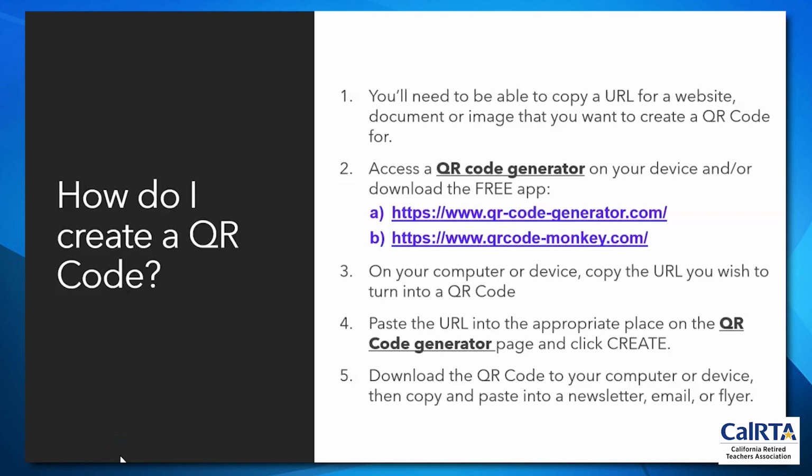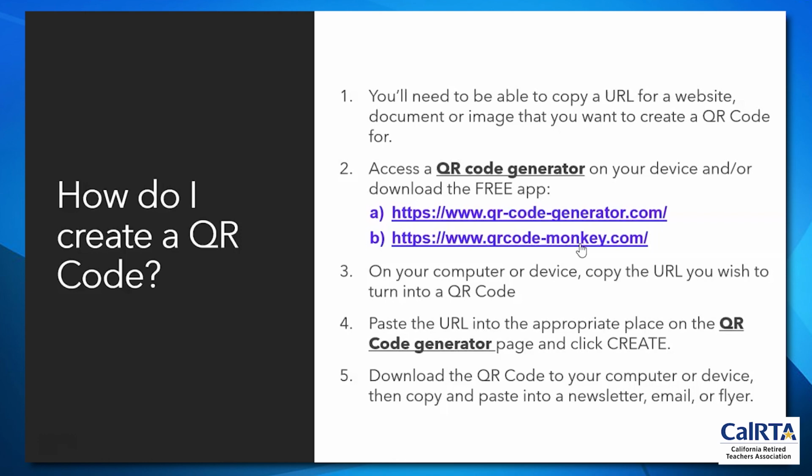So how exactly do you create a customized QR code to include in your next newsletter, e-blast, or flyer? Well, you'll need to be able to copy a URL or a web address for a website, a document, or an image that you want to share. If you're on your computer or laptop, you can simply search for QR code generator. Two popular and easy apps are qrcodegenerator.com and qrcodemonkey.com.